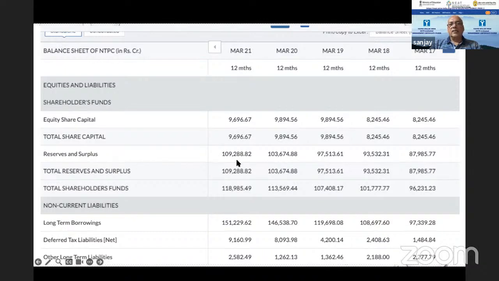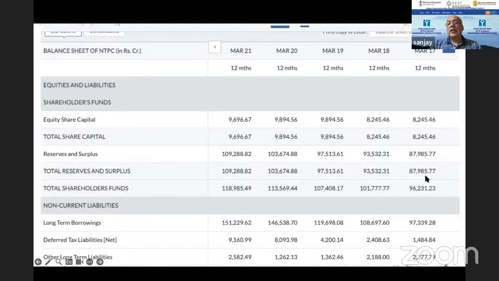Now, over the last 50 years that NTPC has actually been in existence, it has cumulative profits of 1,09,288.82 crores. So every year, the profit which NTPC made is considered to be an internal source of capital in the balance sheet, put under the head reserves and surplus. So this also becomes part of that shareholders' capital. So the total shareholder funds for NTPC in March 21 is 1,18,985.49 crores.